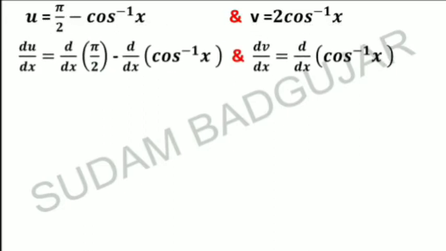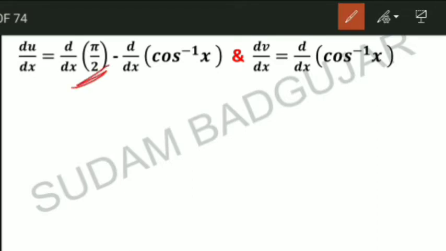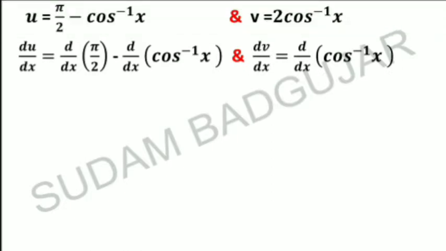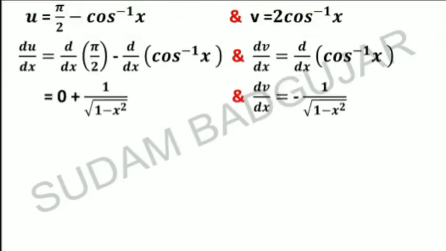Therefore, du by dx becomes the derivative of the first term minus the derivative of the second, and dv by dx is equal to the derivative of 2 cos inverse x. So du by dx: the derivative of pi by 2 is 0, and the derivative of cos inverse of x is minus 1 upon under root of 1 minus x square. So du by dx is 0 minus, becomes plus, 1 upon under root of 1 minus x square, and dv by dx is equal to minus 2 upon under root of 1 minus x square.